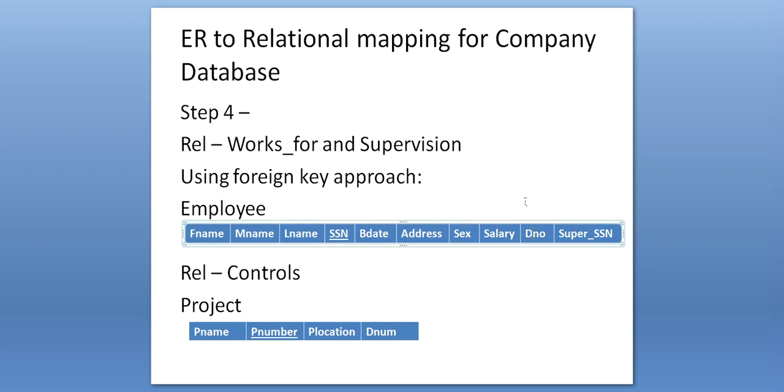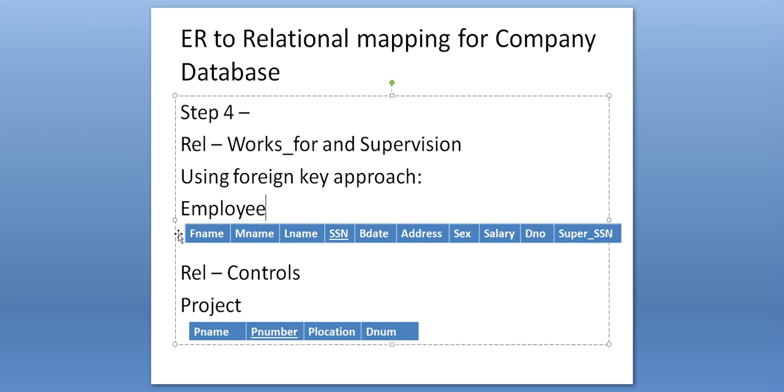We can also use the relationship relation approach here, and I'm not going to explain it again, because we know that for the relationship relation approach we have to create a relation for that particular relationship, and then insert two foreign keys referring to the participating entity types. The combination of those two foreign keys becomes the primary key of that relation. I'm not using that approach for this example.